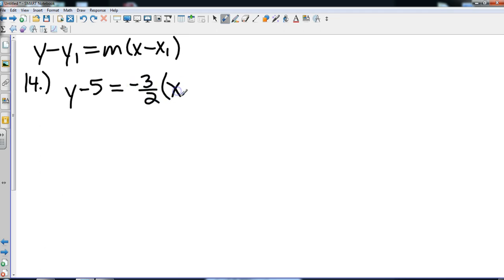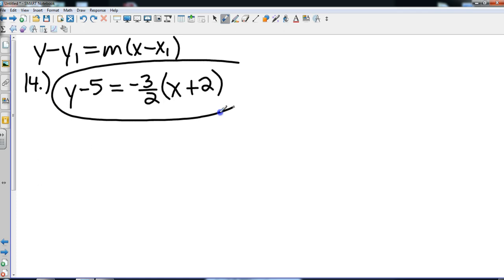The x never changes. And then what's the value of our x coordinate? -2. So when I subtract a -2, what does that mean? +2. Just +2, not plus a positive. Okay? That is point slope form. That's it. Okay, no stupid arrows, nothing else.